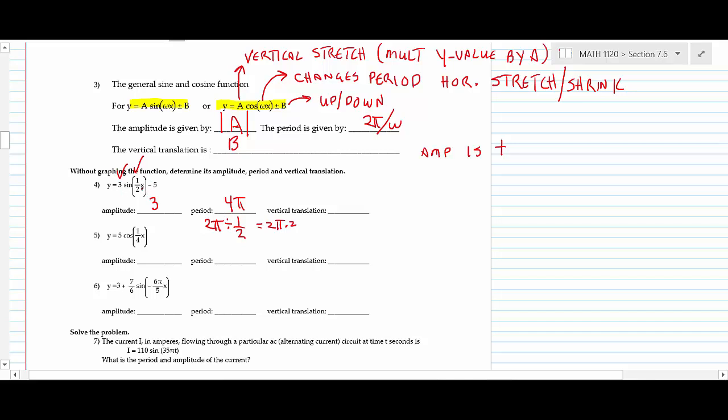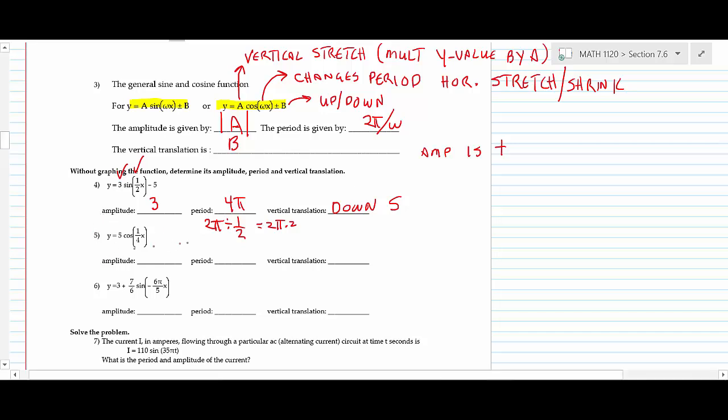Okay, period is 2 pi divided by the number in front of x. What's the vertical translation in this problem? 5. Is it up or down? Down, okay, because it's a minus, so you would be basically down 5. Okay, so basically the amplitude you see automatically, the vertical translation you see automatically, but finding the period you've got to do 2 pi over b.